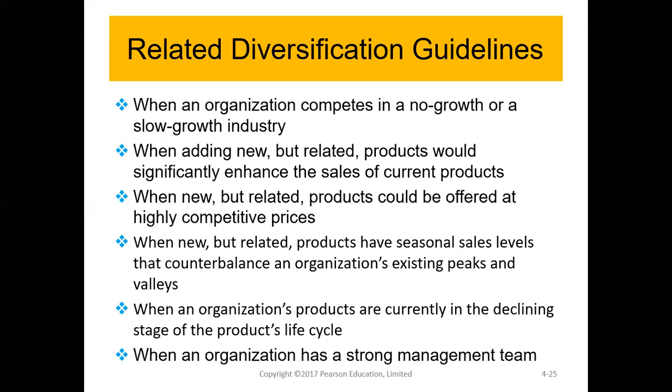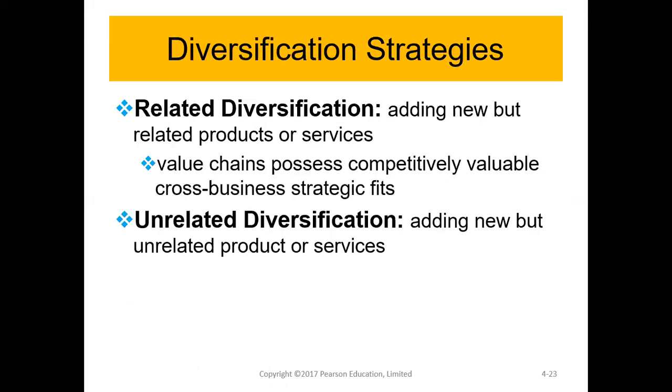Again, when we are talking about related diversification, we talk about adding new but related products to the ones that you used to produce. The second type of diversification strategy is called unrelated diversification, meaning adding new but completely unrelated products or services to what you used to produce.